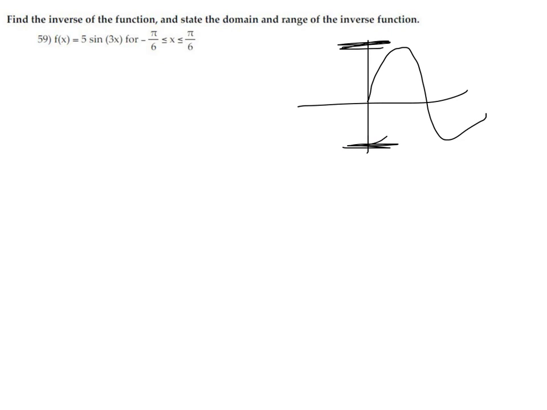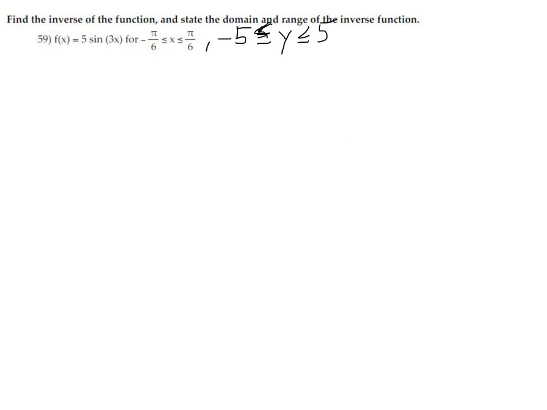So given our range, it would be negative 5 less than or equal to y less than or equal to 5. Less than or equal looks kind of sad. There we go. That is going to be our range. Let me redraw this. Okay, so we have negative 5 less than or equal to y less than or equal to 5. So we have our domain and range of the original one.